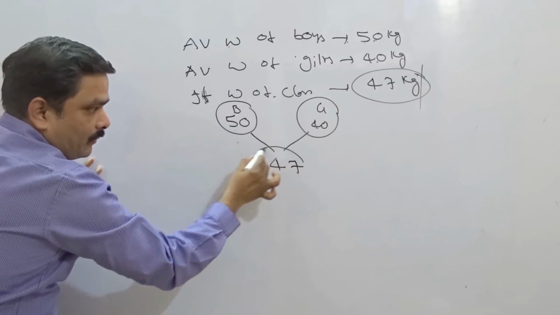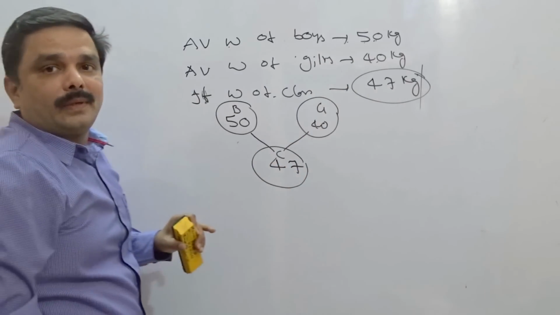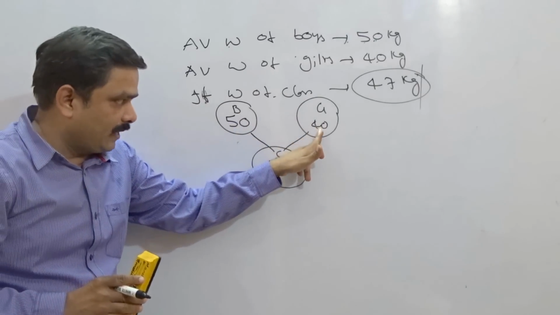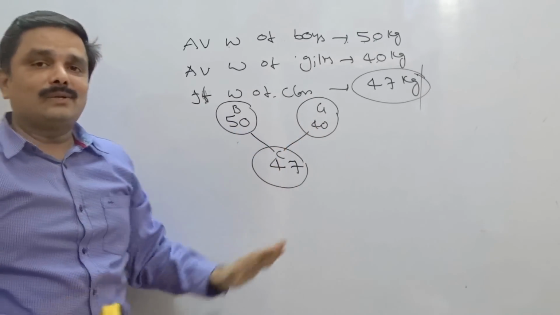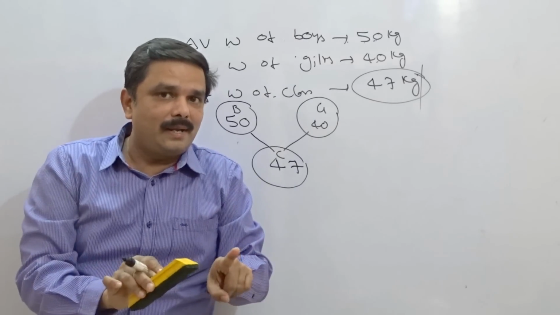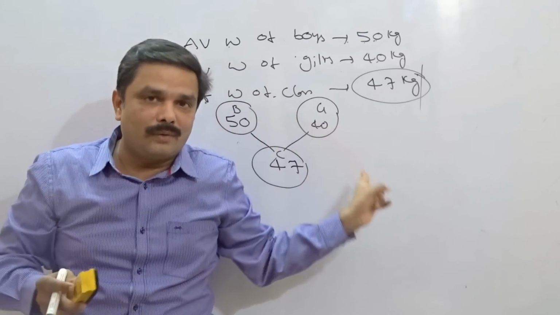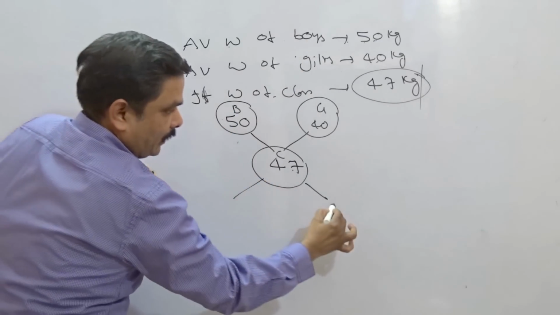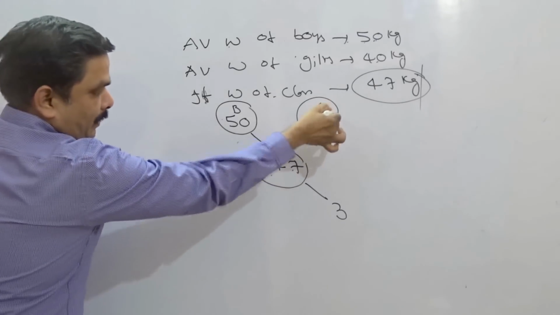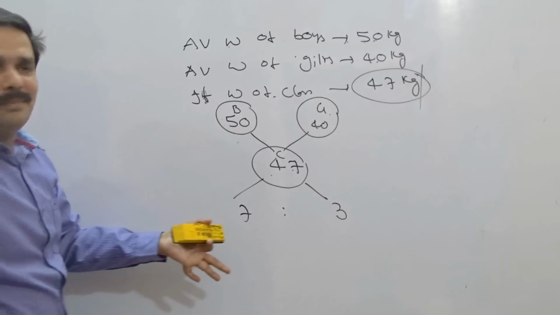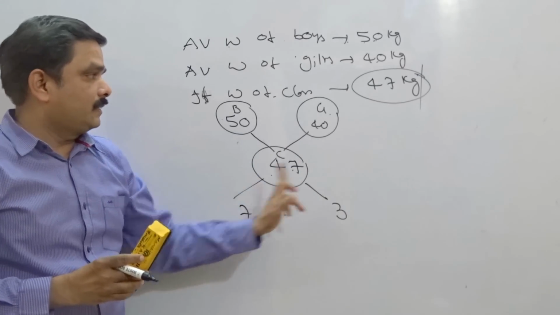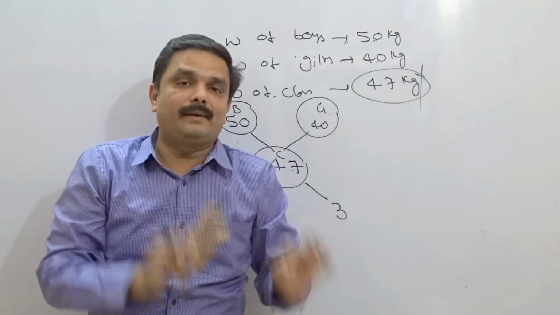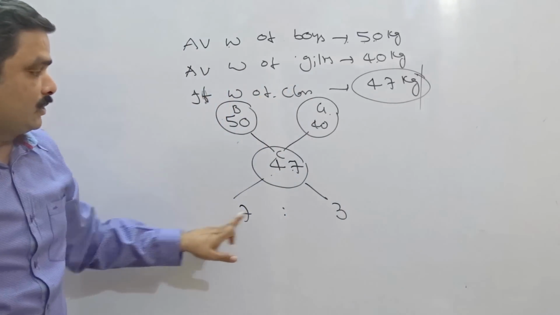Then the average weight of the class is 47. Remember friends, this weight is 50 kgs, this is 40 kgs, and this is also weight. All three are of the same kind and only two categories are there, so I can use the rule of alligation here. The rule of alligation will be in this way. This is 50 minus 47, that is 3. And this is 47 minus 40, that is 7. Now very simply, what is the ratio of the number of boys and girls in the class? It is 7:3.